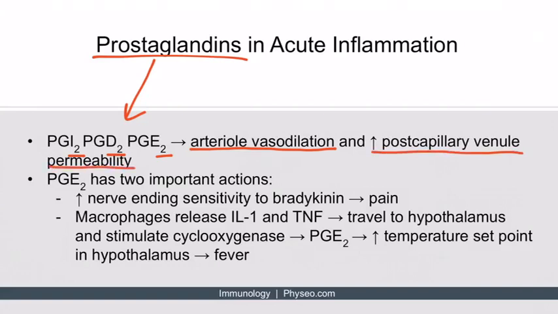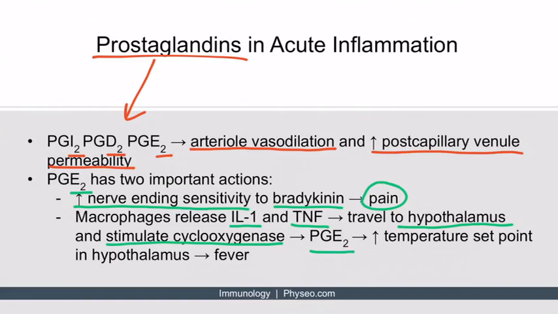However, prostaglandin E2 specifically has two additional important actions. One is increasing nerve ending sensitivity to bradykinin, and this is where pain comes in. And to understand the next role of prostaglandin E2, you need to know that macrophages release IL-1, interleukin 1, and tumor necrosis factor, or TNF. IL-1 and TNF will travel to the hypothalamus, and there will stimulate cyclooxygenase, causing it to produce prostaglandin E2 locally.